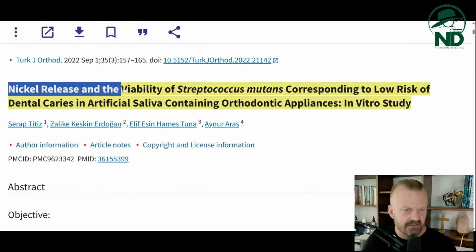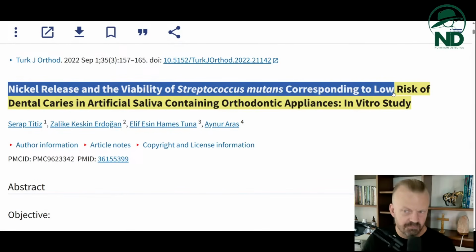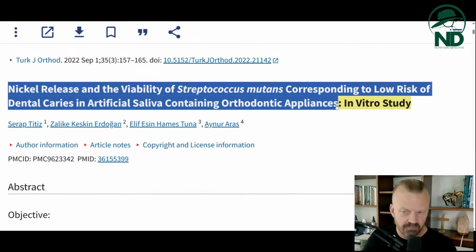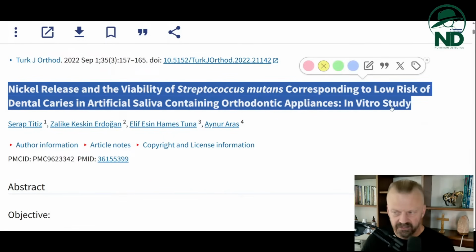Nickel release and the viability of strep mutans corresponding to low risk of dental caries and artificial saliva containing orthodontic appliances. In vitro study. So this was not in the mouth.